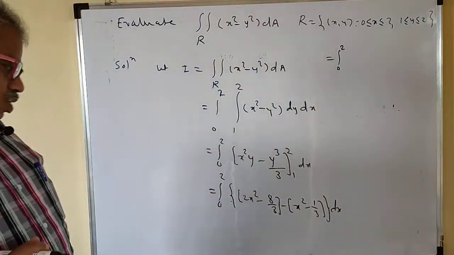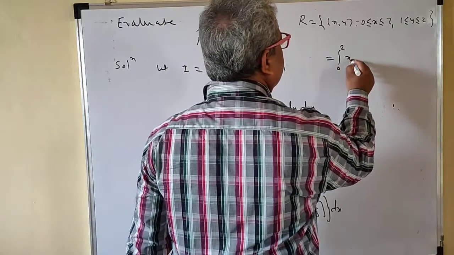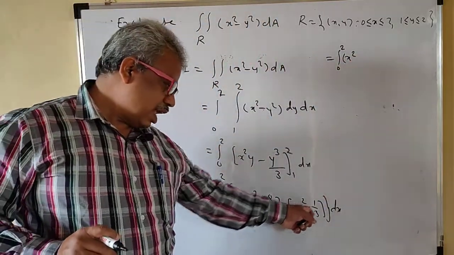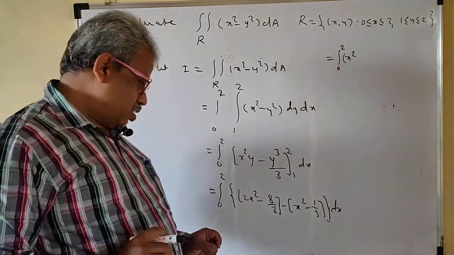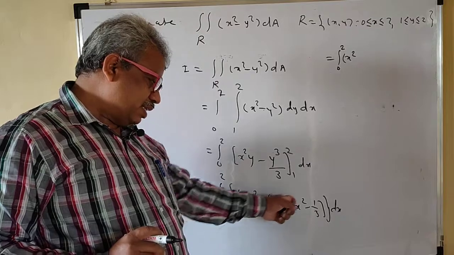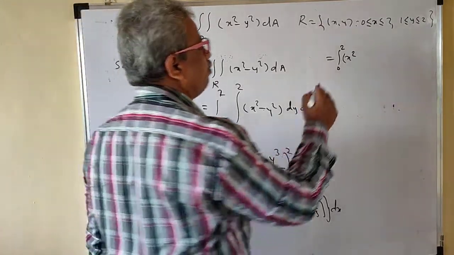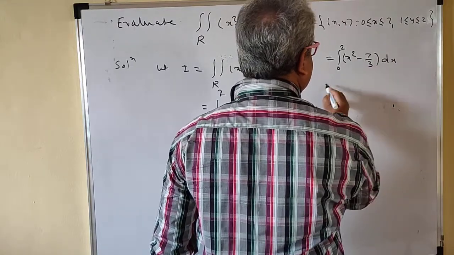0 to 2. Twice x square minus x square is x square. Then minus 8 by 3, and the minus becomes plus 1 by 3. So minus 8 plus 1 is minus 7, so minus 7 by 3 dx.